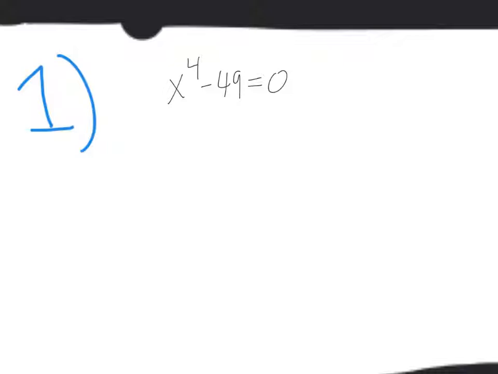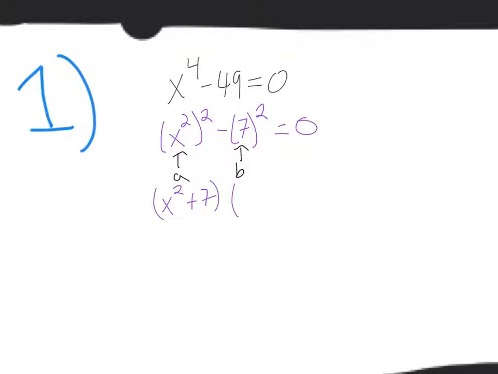So here I'm going to recognize that x to the 4th can actually be rewritten as x squared to the power of 2. Remember, 2 times 2 is a power to a power, so we multiply our exponents, that gets me x to the 4th. And 49 can be rewritten as 7 squared. Okay, now we have the form a squared minus b squared. So x squared becomes my a, and that 7 becomes my b, and we can use that formula for the difference of squares and basically just rewrite this as x squared plus 7 times x squared minus 7 equals 0.